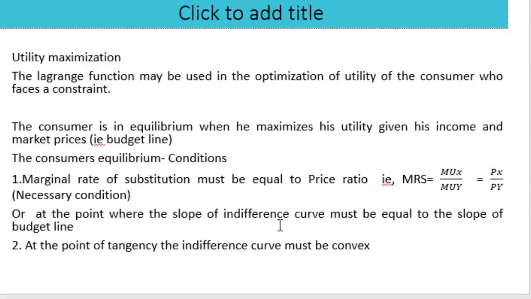Or, at the point where the slope of the indifference curve must be equal to the slope of the budget line. The marginal utility of X by the marginal utility of Y is the marginal rate of substitution of X over Y. It is the slope of the indifference curve. Px by Py is the slope of the budget line. Therefore, the consumer is in equilibrium when the slope of the indifference curve is equal to the slope of the budget line. And the second condition is that at the point of tangency, the indifference curve must be convex. This is the second condition for the equilibrium.